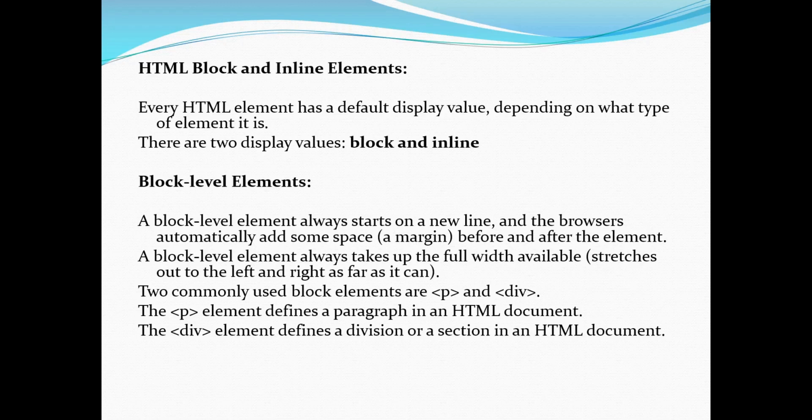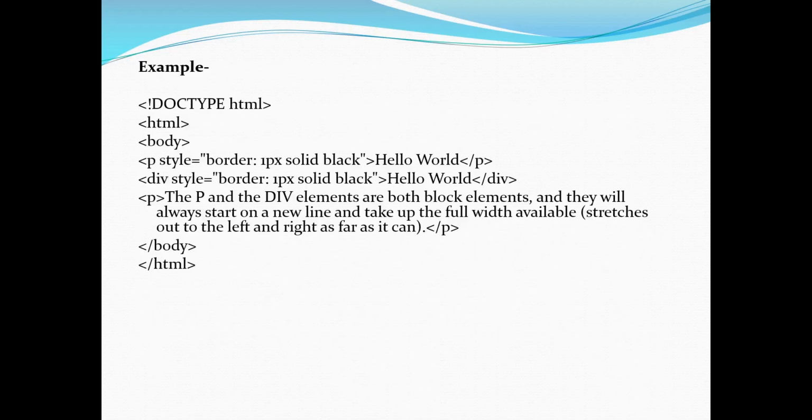Two commonly used block elements are P and div. P is the paragraph, and div is for division or section in HTML. P we have seen as a paragraph tag. The div is a container which holds all different tags inside it. Let's look at the code. We have written the paragraph tag, then something inside the div, and then we have started something new. We will see this code once we execute it in Sublime.